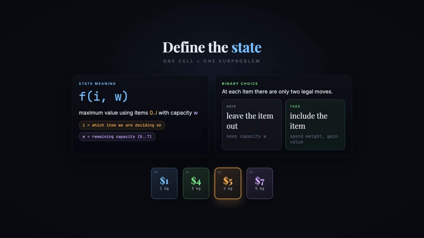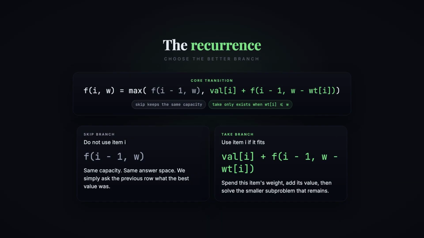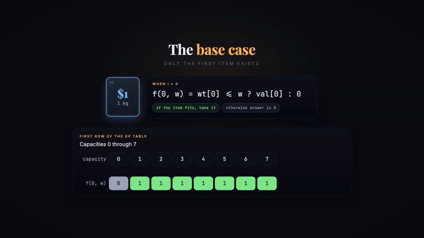We define a state. Let f(i, w) be the maximum value using items 0 through i with a capacity of w. Every item gives us a single binary choice, take it or skip it. If we don't take item i, the value is simply f(i-1, w). If we do take it, and only if its weight fits, we gain its value plus f(i-1, w minus the item's weight). We keep the better of the two, the maximum of skip and take. And the base case: at the very first item, we take it only if it fits. f(0, w) equals its value when the weight is at most w, and 0 otherwise.